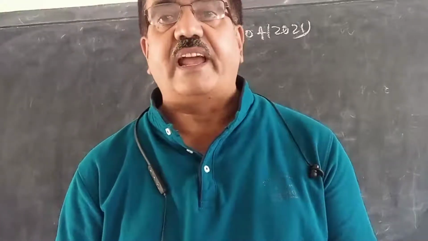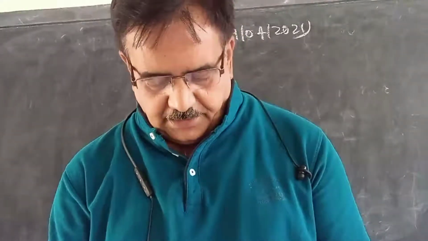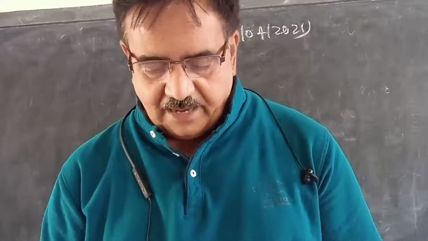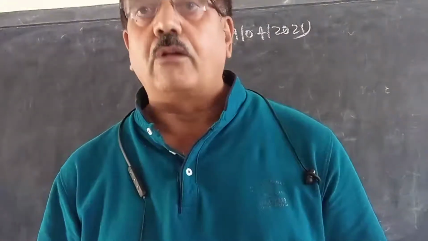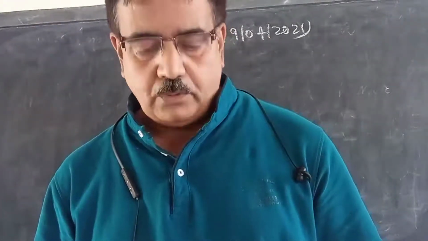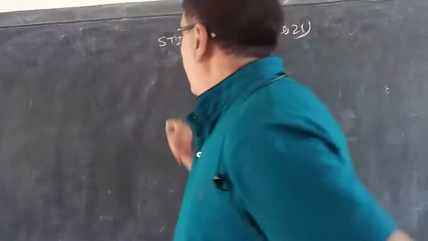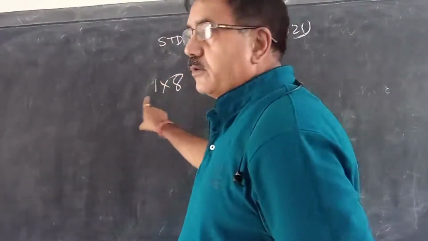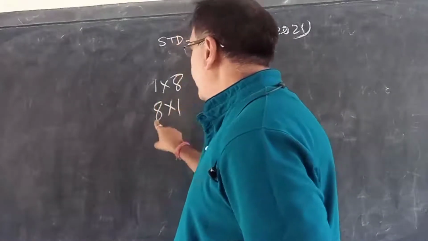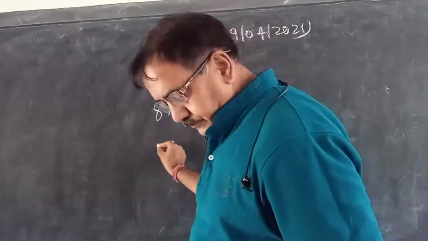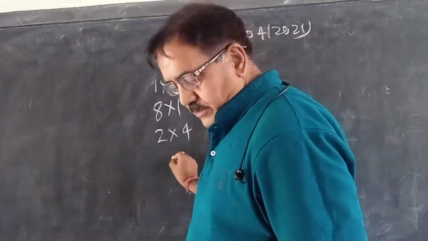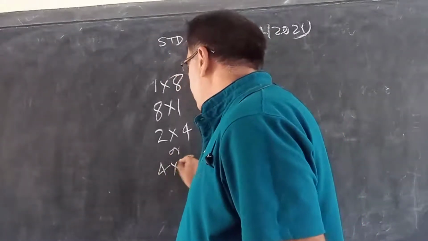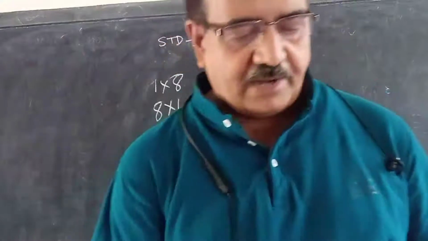Second, if the matrix has 8 elements, what are the possible orders it can have? With 8 elements, the answer is 1 row, 8 column; 8 row, 1 column; 2 row, 4 column; or 4 row, 2 column. 1 into 8 gives 1 row, 8 column. 8 into 1 gives 8 row, 1 column. Then 2 into 4 gives 2 row, 4 column, and last 4 into 2. These are the possible matrices.